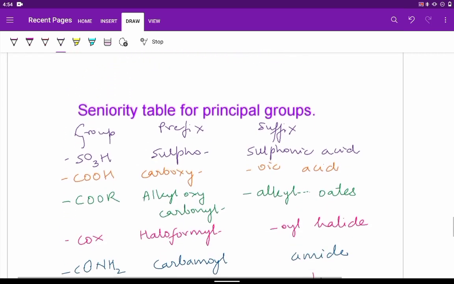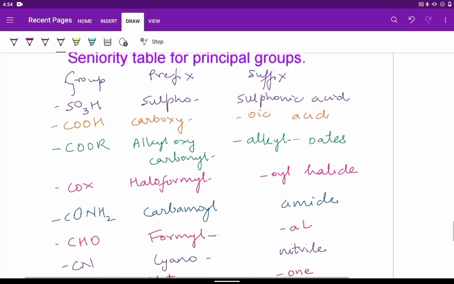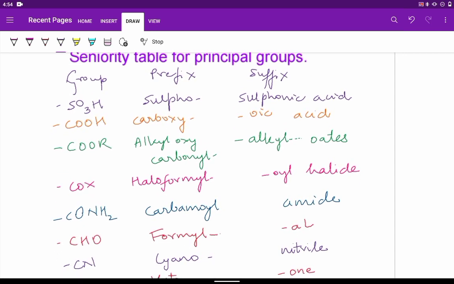Now here I have mentioned the seniority table for the principal groups, their prefix name as well as the suffix name. So the group is mentioned, then I have given the prefix name and the suffix name. I have used different colors so that there is no confusion. So the groups will be SO3H, prefix name sulfo, suffix name sulfonic acid. COOH, prefix is carboxy, as a suffix, oic acid.